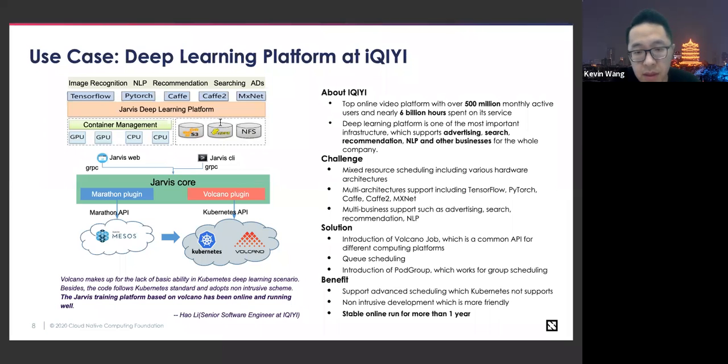So in their case, they take advantage of Volcano job, because Volcano job is a common API abstraction to define a cluster of TensorFlow, or easily spin up a PyTorch cluster to load data for training. And also, their platform is serving multiple business teams. They are using the queue concept, queue-based workload management and scheduling, to share resources among different teams. And also, they introduced the pod group concept to achieve gang scheduling, the group scheduling.